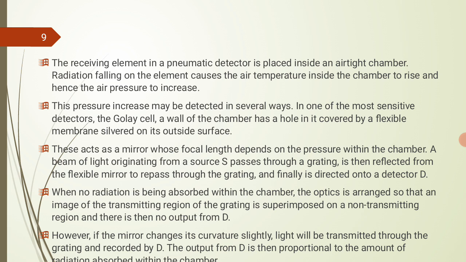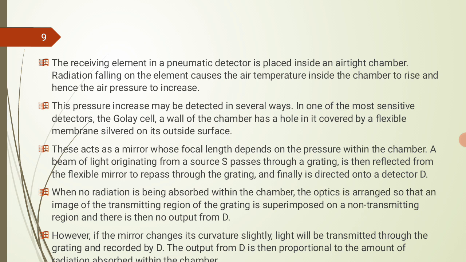In one of the most sensitive detectors, the glass cell or a wall of the chamber has a hole in it, covered by a flexible membrane silvered on its outside surface. This acts as a mirror whose focal length depends on the pressure within the chamber. A beam of light originating from a source passes through the grating, is then reflected from the flexible mirror to repass through the grating, and finally is directed onto the detector D.